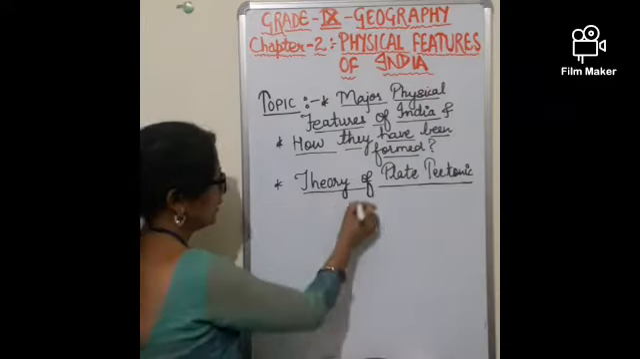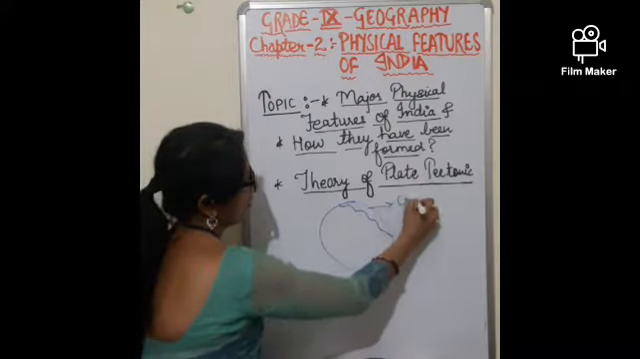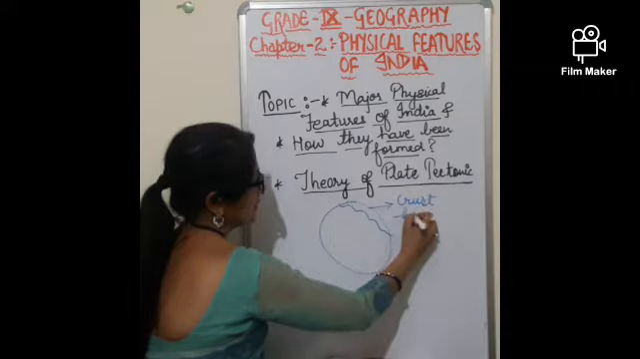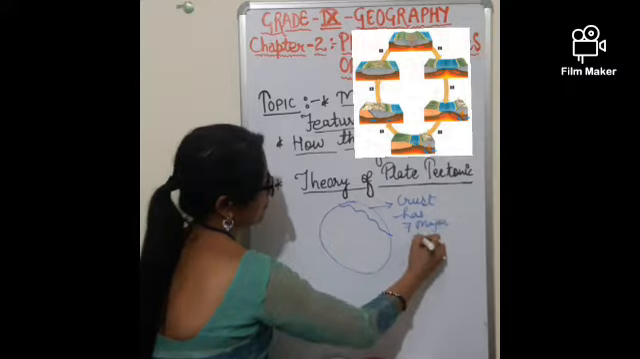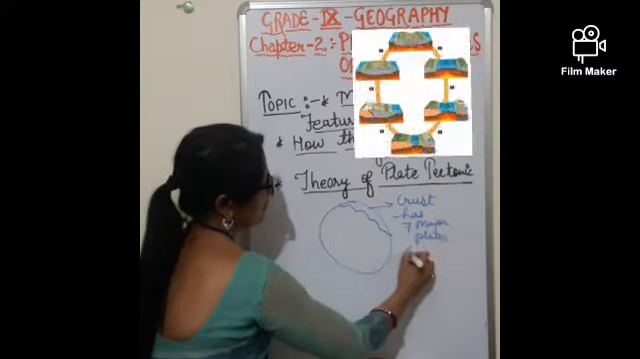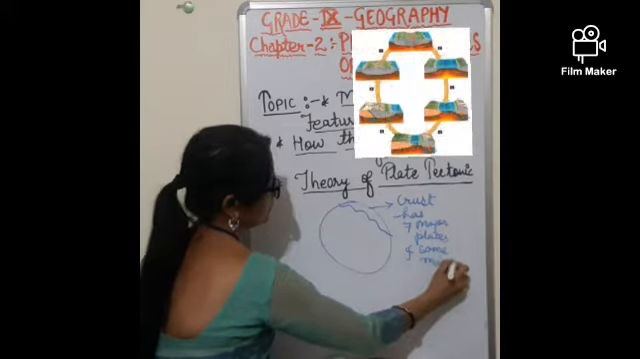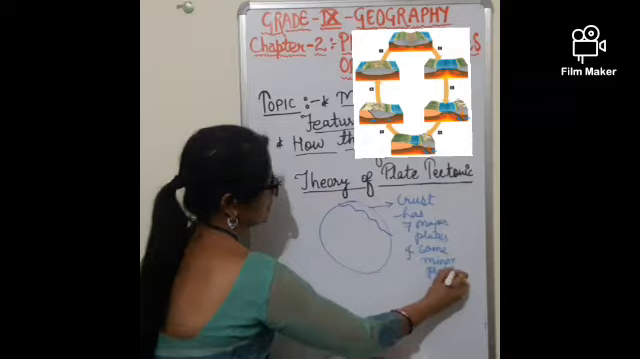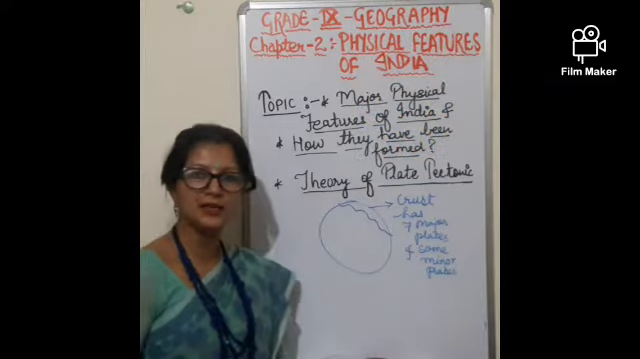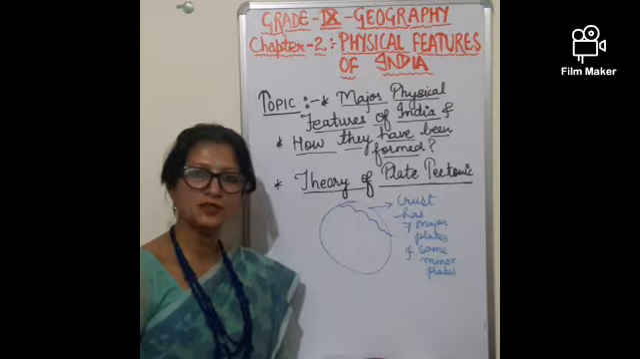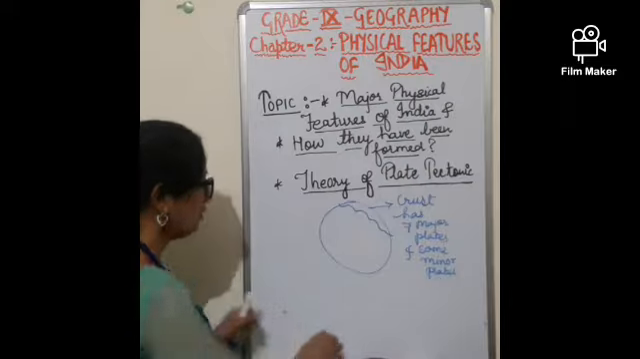According to this theory, the uppermost layer of the earth, which is called the crust, has 7 major plates and some minor plates or layers, we can say. So when these plates or layers move, certain kinds of changes occur in the earth's surface. That is, we will see with the process of movement.